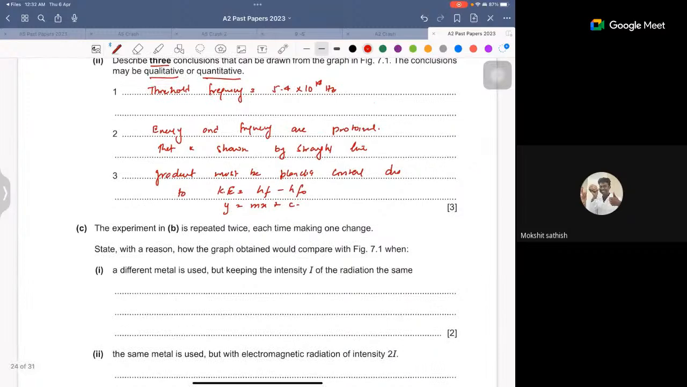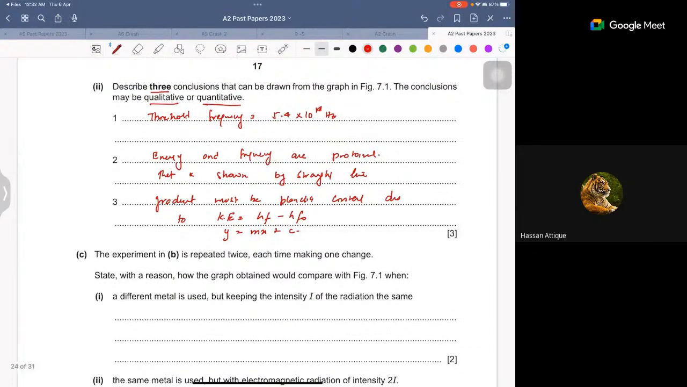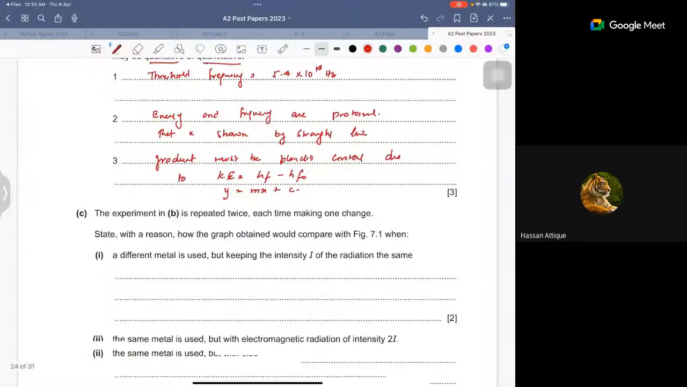I mentioned that one of my points was that the kinetic energy of the emitted electrons does not depend on the intensity of the radiation. That's correct for the photoelectric effect, but don't you think it has nothing to do with figure 7.1? You can't tell it from there, right? They say drawn from the figure, so you can't really use anything else apart from looking at the figure. So no credit for that as well.